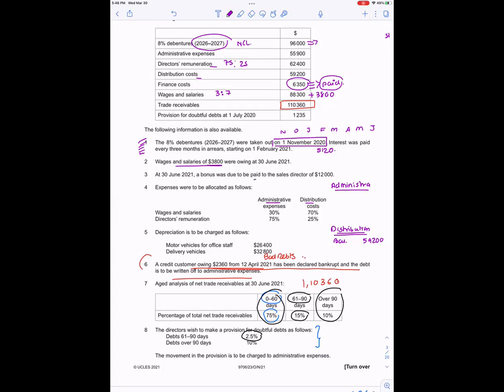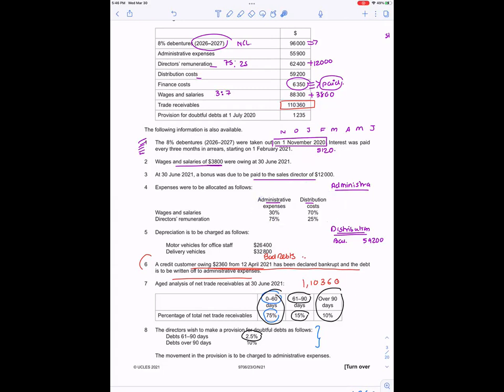On 30th June, bonus is to be paid to the sales director. So there is director's remuneration. I will add bonus. The expenses allocation I did not know, they've already given it to me over here. Okay.